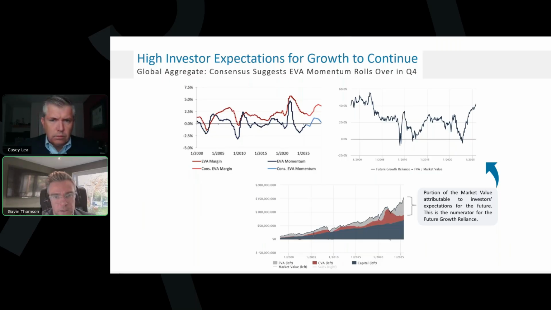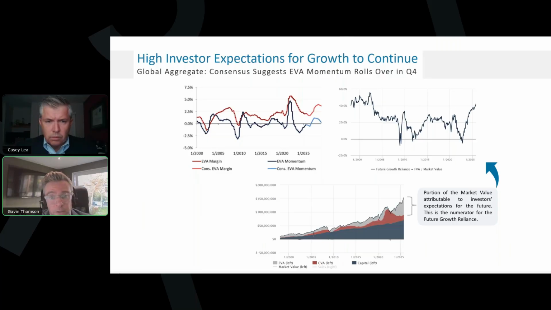If we start with the upper left chart, it shows the global aggregate EVA fundamentals and includes the consensus line. Global aggregate EVA momentum, that growth blue line, is hovering close to zero by the end of September, so these numbers are pretty up to date. You can see that growth recovery story has been really strong, a recovery from the lows of minus 1.9% at the end of 2023, and a really strong recovery over the past couple of years.